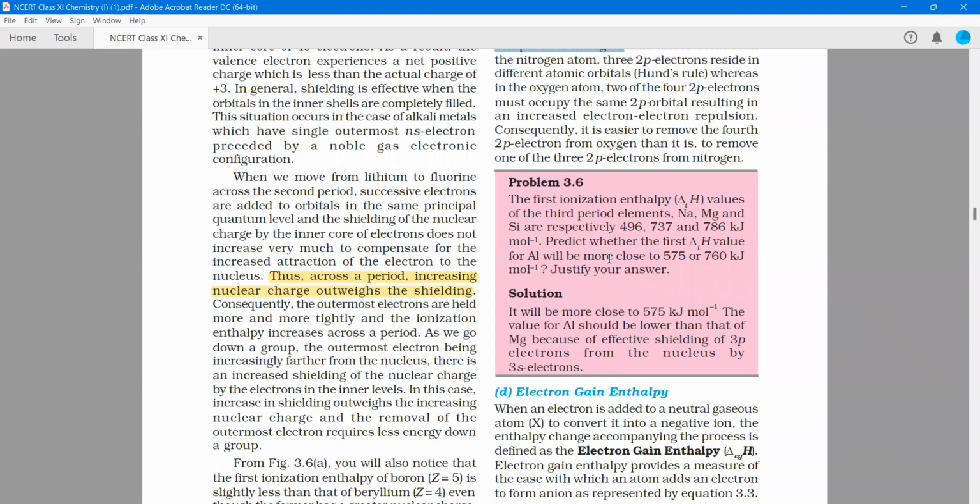The first ionization enthalpy, the delta IH value, for the third period elements, that is sodium, magnesium, and silicon, are respectively these. Predict whether the first ionization enthalpy value for aluminum will be close to 575 or 760 kilojoule, and justify your answer.